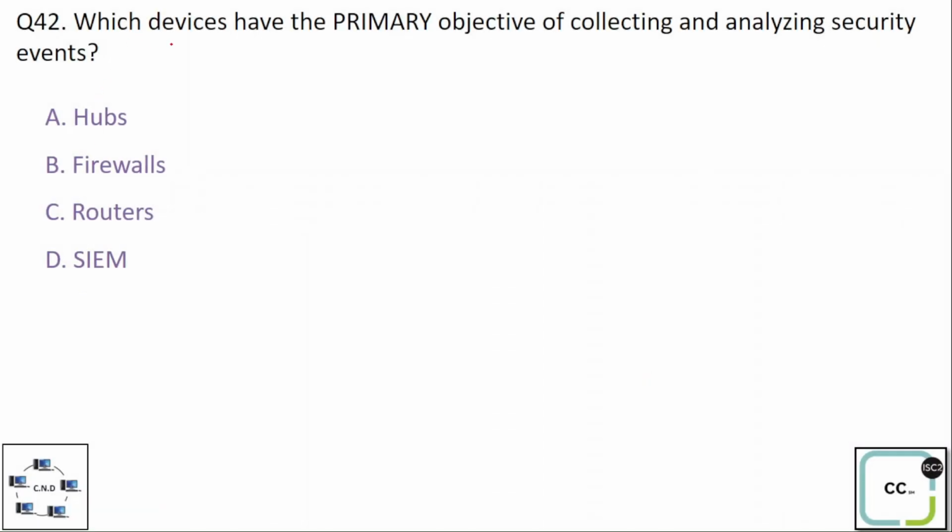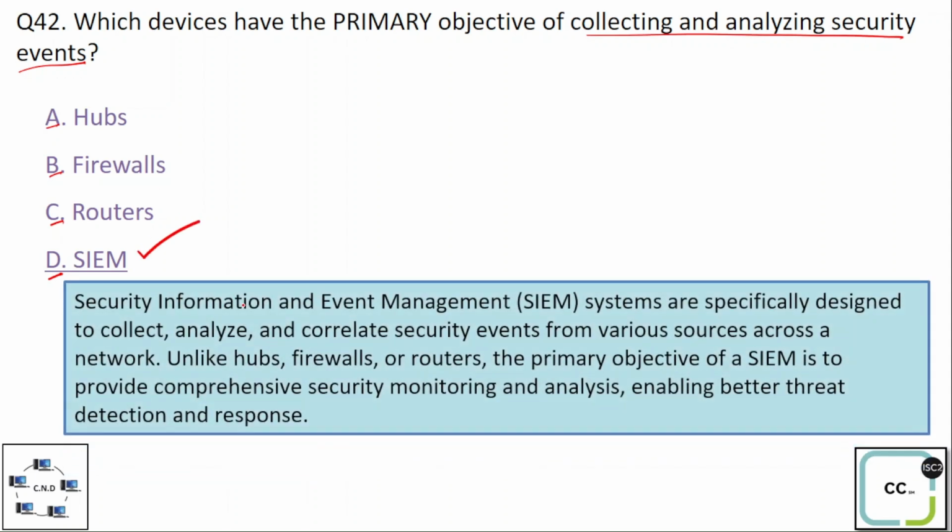Question number 42. Which devices have the primary objective of collecting and analyzing security events? And the options are option A, hubs, option B, firewalls, option C, router, and option D, SIEM, that is security information and event management. So by now you must know the answer if you have gone through the previous questions, and the correct option is option D, SIEM, that is security information and event management.